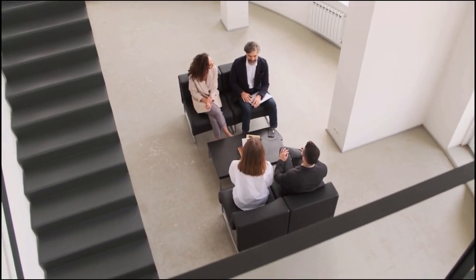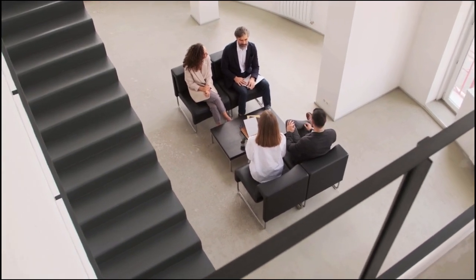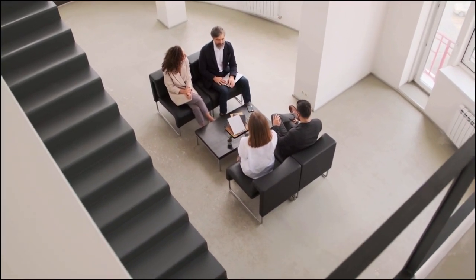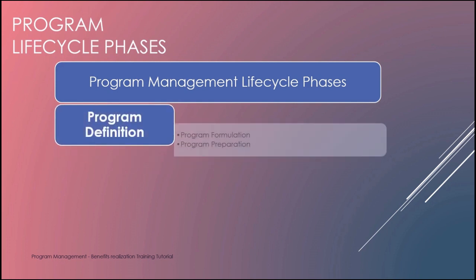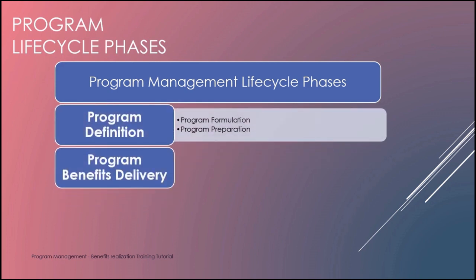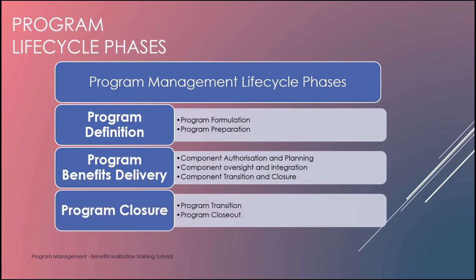The program roadmap must be updated during the component transition process. These revisions reflect both go or no-go decisions and approved change requests that have an impact on the program's high-level milestones, scope, or timing of major stages. Program management lifecycle phases. Looking at the diagram, we can see the program management lifecycle phases, from program definition, to program benefits delivery, to program closure.